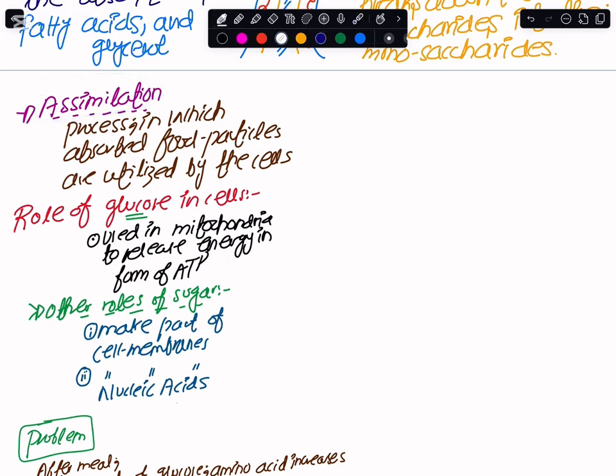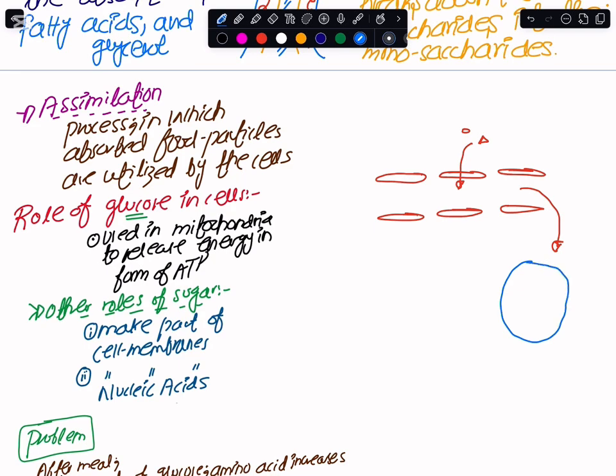Now, what is assimilation? In absorption, the situation that we created was that we had blood capillaries with us, and in these blood capillaries I moved the glucose and the amino acids into the blood. Now, these blood capillaries carry these absorbed food materials to the cells of the body. And why do we need to take them to the cells of the body? So that the cells can use them in the respiration process or in protein synthesis, and that would be beneficial for my body.